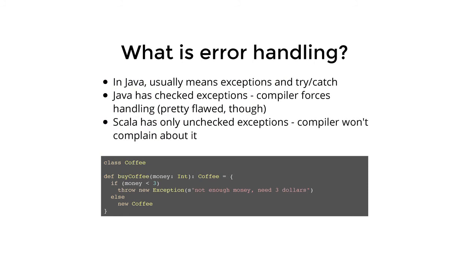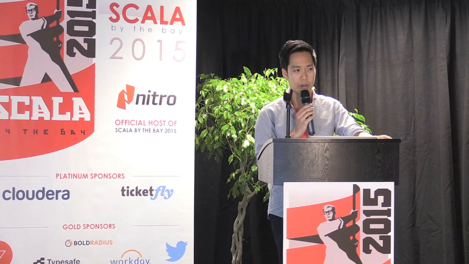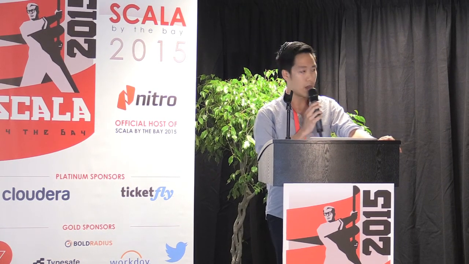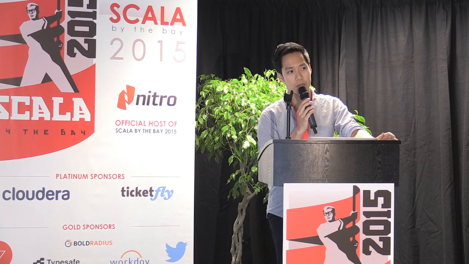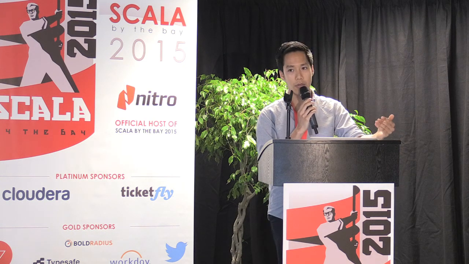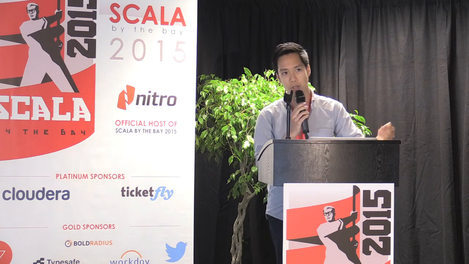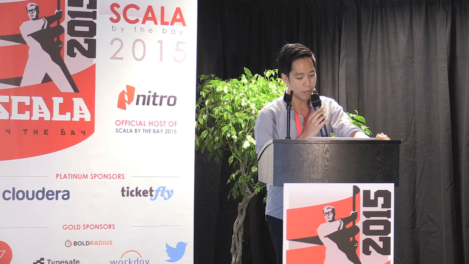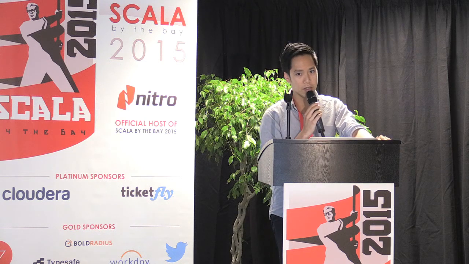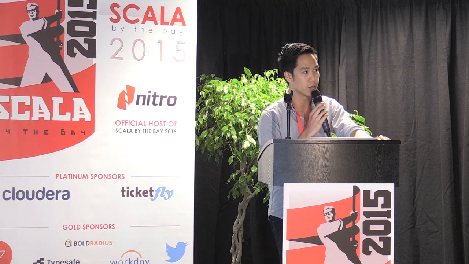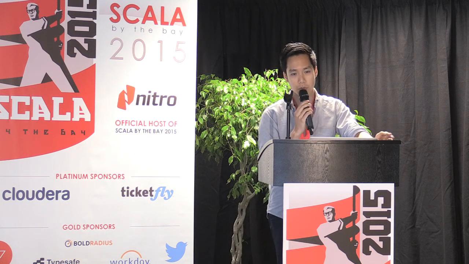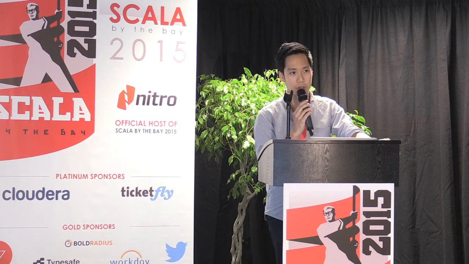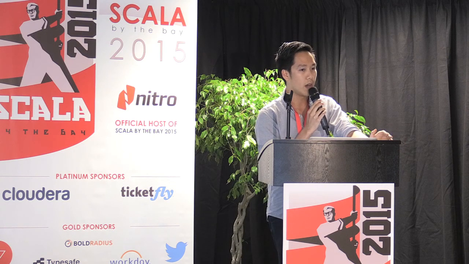So going back to this, let's think about what is error handling. Let's define this, and we're going to take the example of Java. Usually with error handling, it means throwing exceptions and using try-catch to control the flow of any sort of errors that you might run into. Java does have the concept of checked exceptions, which means that, in theory, methods will tell you what kind of exceptions they throw.